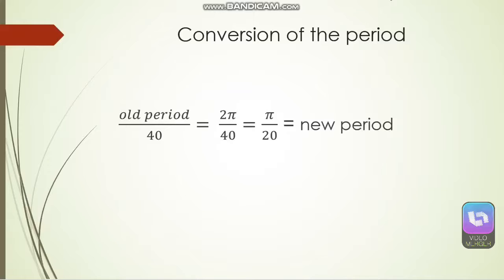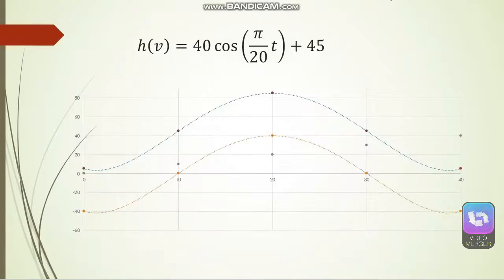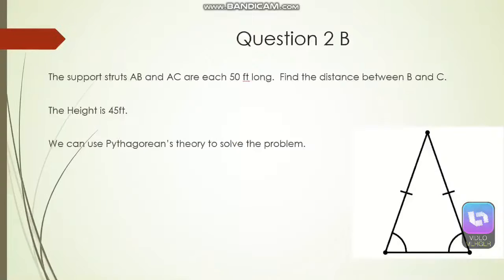Now we have this function so far: 40 cosine of pi over 20 times t. This graph describes the function h without taking into consideration the height of A. Now the center A is above the ground and has an altitude of 45 feet, which is the height of the function h. So we will shift the graph 45 feet up.